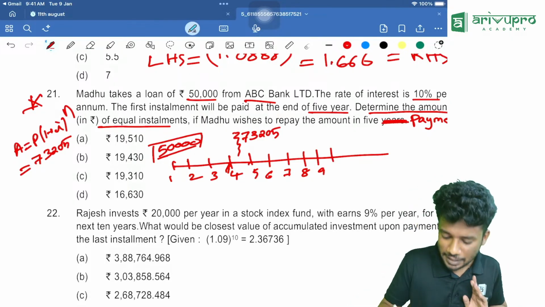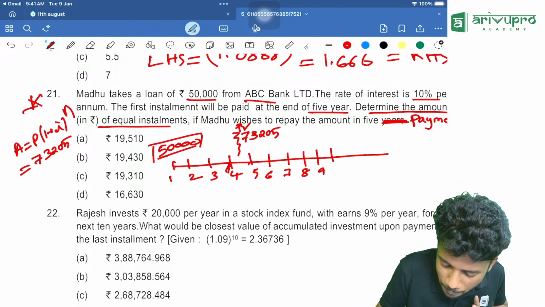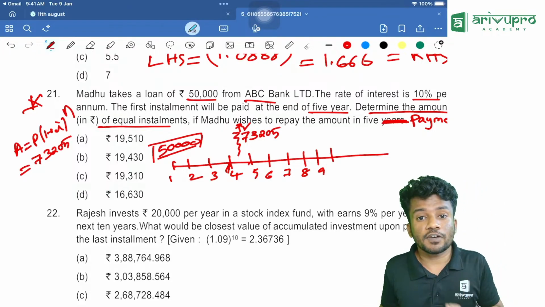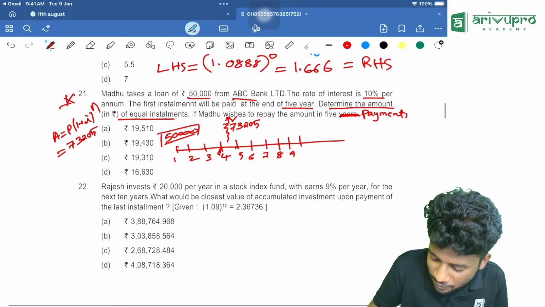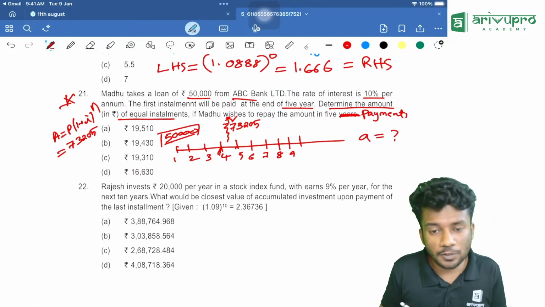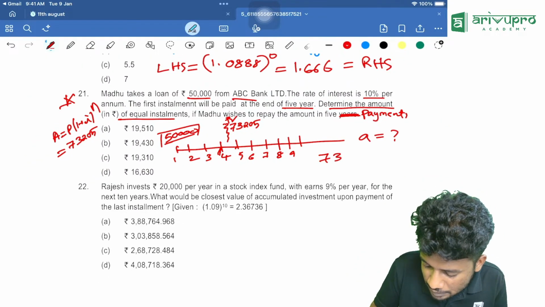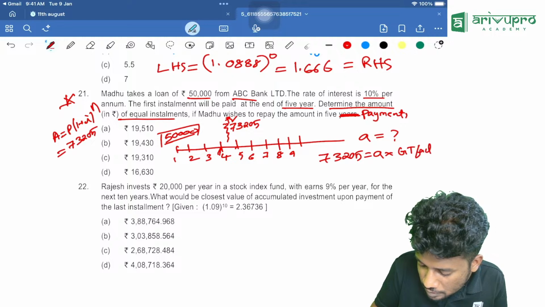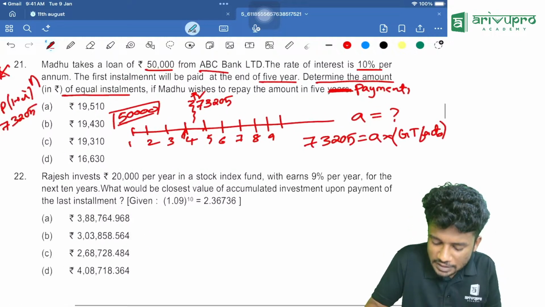Yes, that's the reason. Now this is your present value, 73,205. Based on this, you find the value of A, the annuity. So I am writing 73,205 is equal to annuity amount into GT factor value. Okay, how to find the GT factor value?